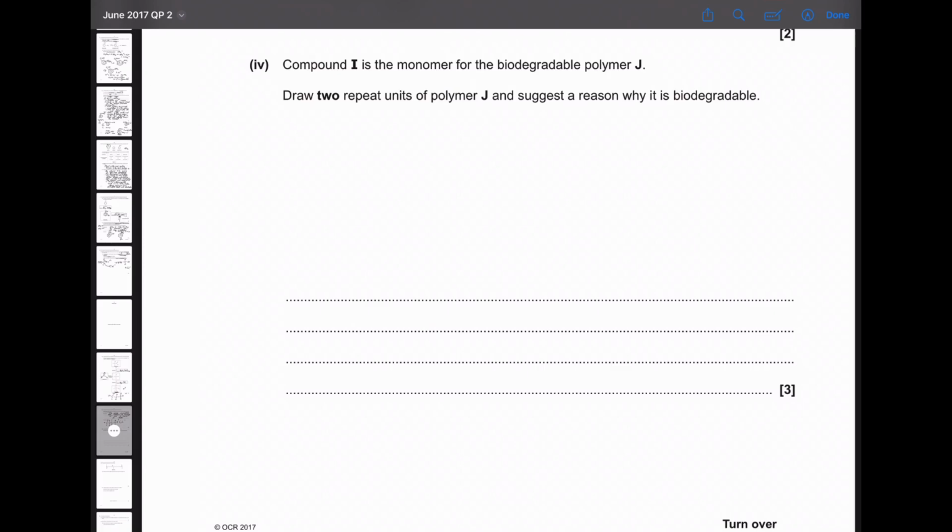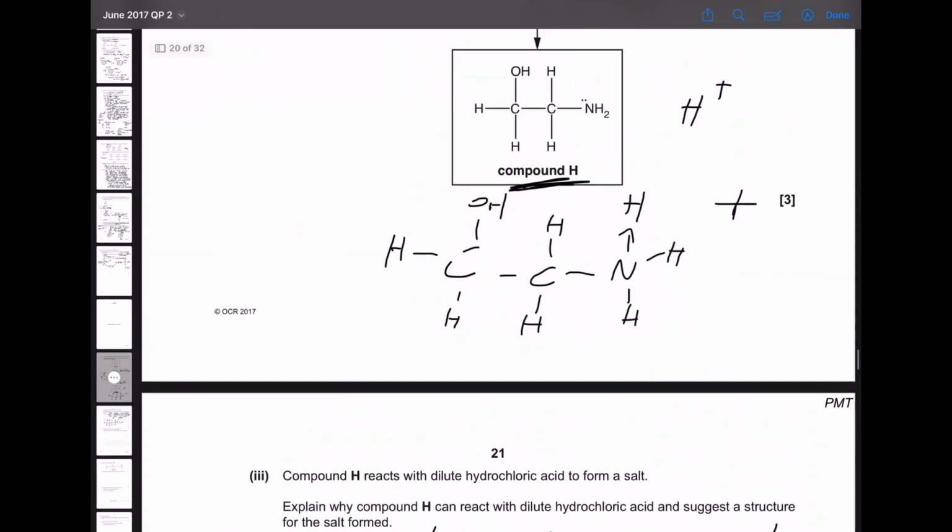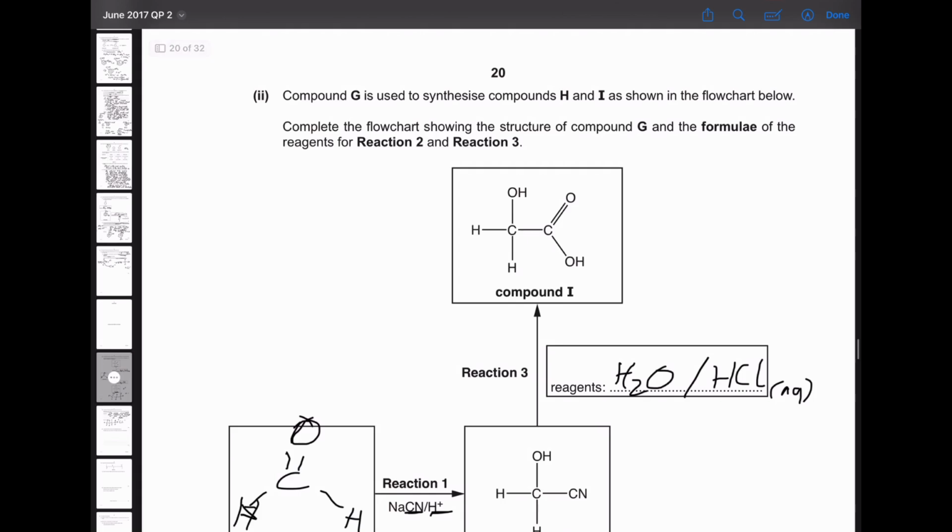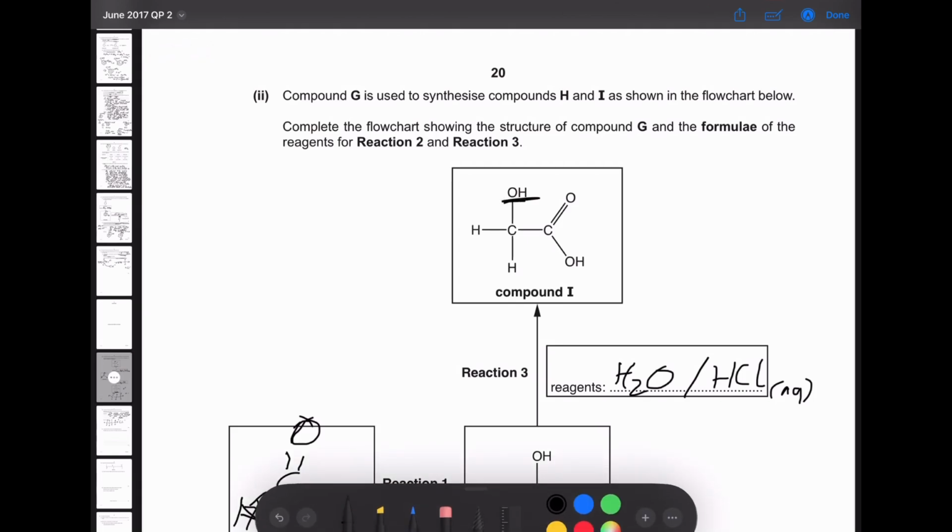Compound I is the monomer for the biodegradable polymer J. Draw 2 repeat units of polymer J and suggest why it's biodegradable. Well, compound I contains an alcohol and a carboxylic acid. So what's it going to do? Well, it's going to form polyester.